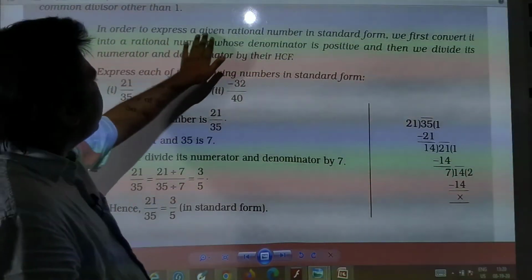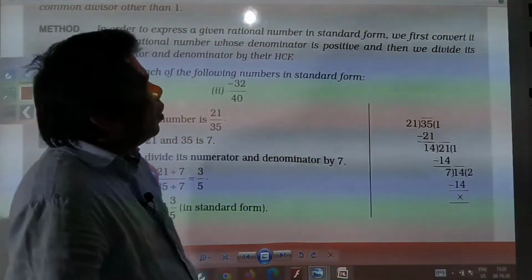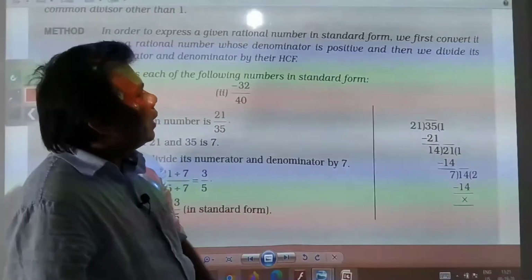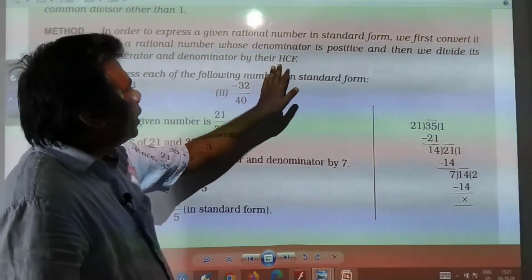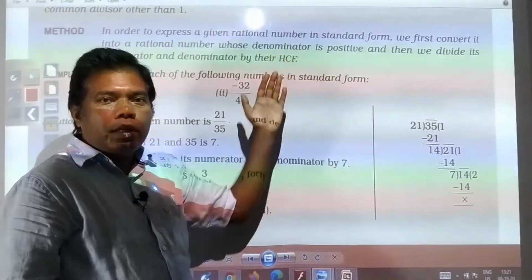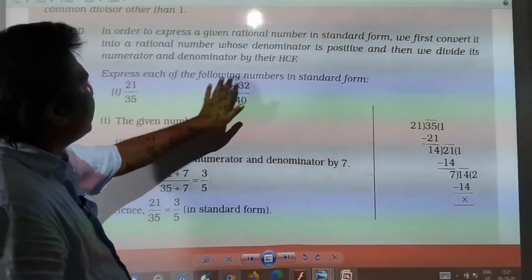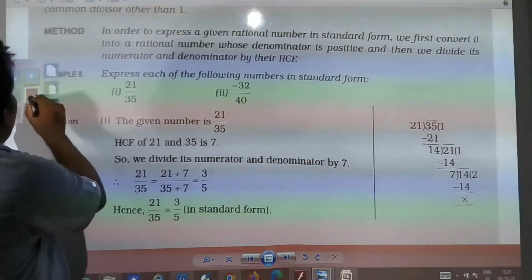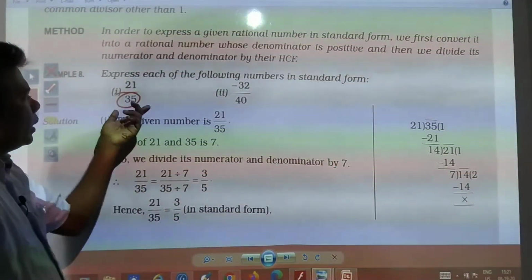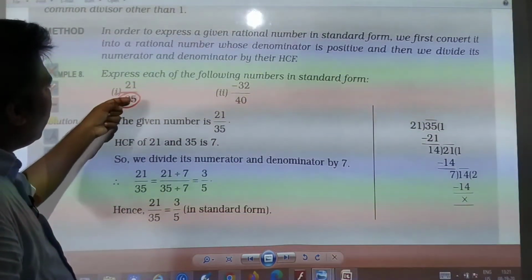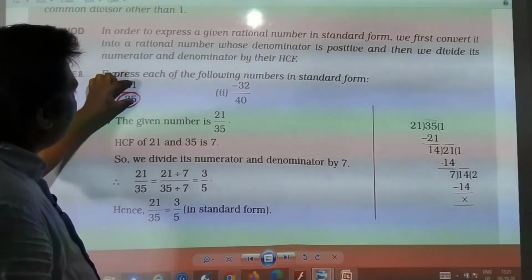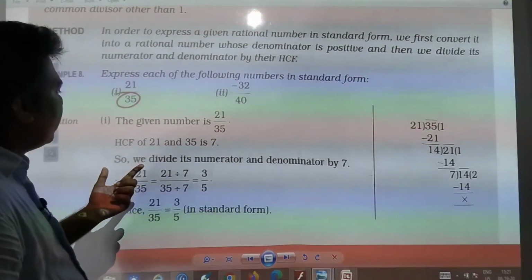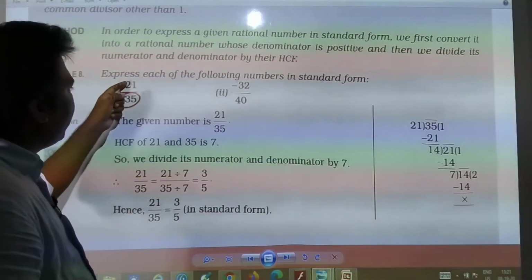So some methods have been given. In order to express a given rational number in standard form, we first convert it into a rational number whose denominator is positive, and then we divide its numerator and denominator by their HCF, as I have done in the example. Express each of the following numbers in standard form. Suppose you have 21 and 35. Already your q is positive, so nothing is required to be done. Only you need to find the common divisor and divide these numbers by it, so that you will get co-prime numbers.